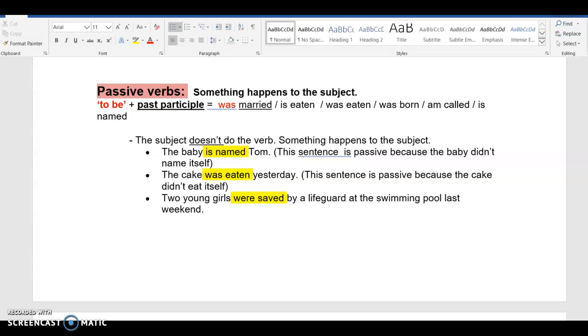And we can look at all those 3 verbs, is named, was eaten, were saved. They all start with the verb to be, is, was, were. And then they have the past participle, named, eaten, saved. So this is a clue to being able to recognize a passive verb.